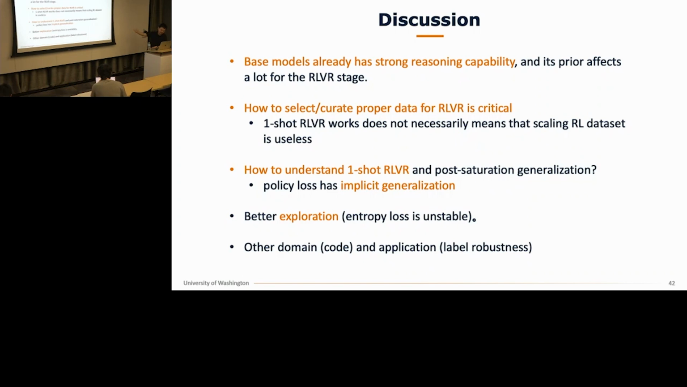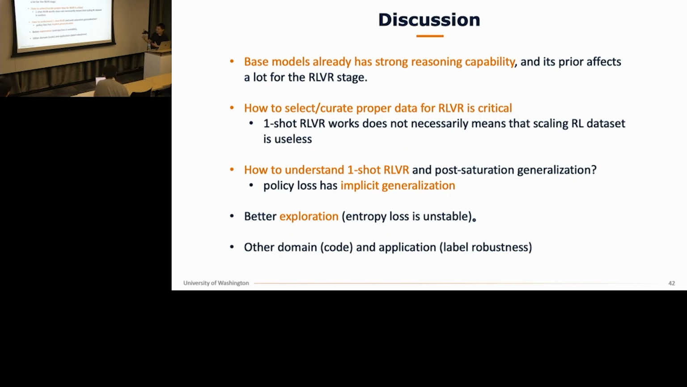This one example somehow makes the language model output the correct answer or use the right tools to answer the question. Also, we find that how to select or curate proper data for reinforcement learning with verified rewards is very critical. Although using any example can give you a dramatic improvement, if you select the right one, it can still give further improvement. So the general question of how to curate a good dataset, and how to use that data in a better way, can be very critical. And theoretically, we want to understand why this can happen in the first place, and also how to explain this post-saturation generalization phenomenon.